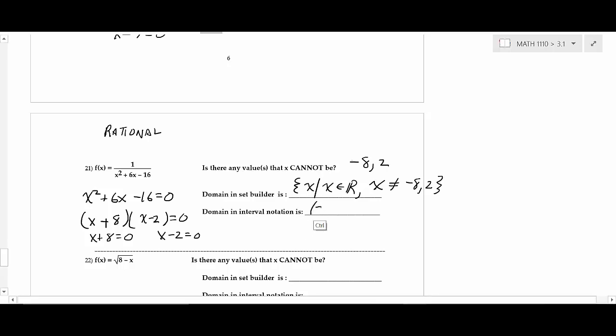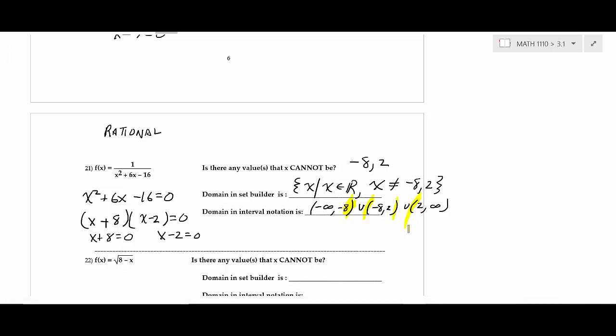So you would write it as negative infinity to negative 8, have a parenthesis, and then negative 8 to 2, and then 2 to infinity like that. Okay, and again, the key thing on that is the parentheses around the negative 8 and 2 are just saying it can't be that, but it can be everything else. Okay, everybody with me there?